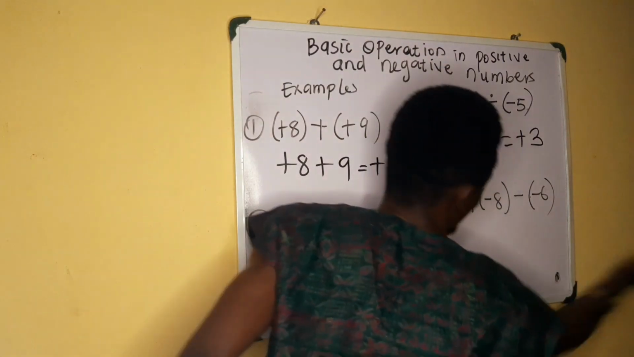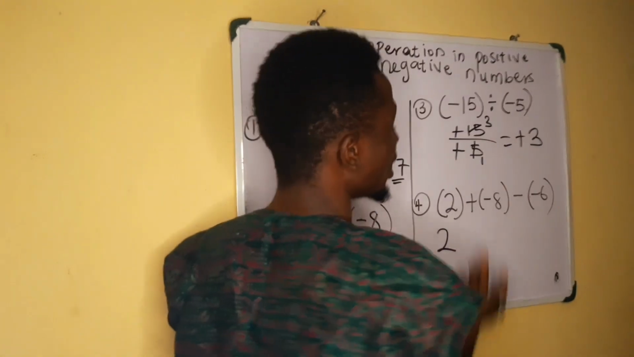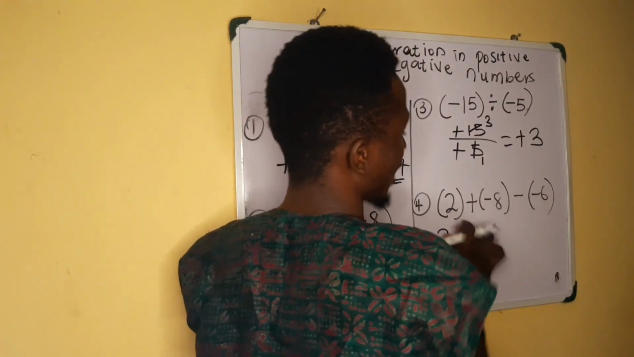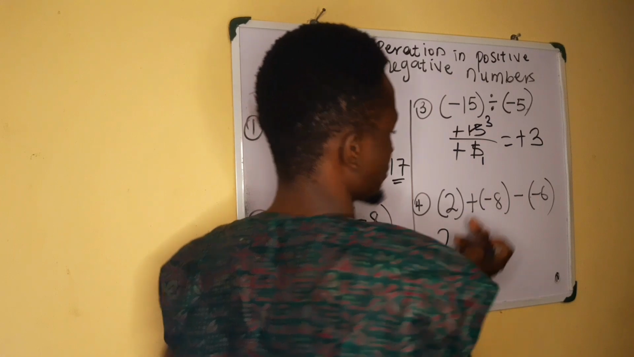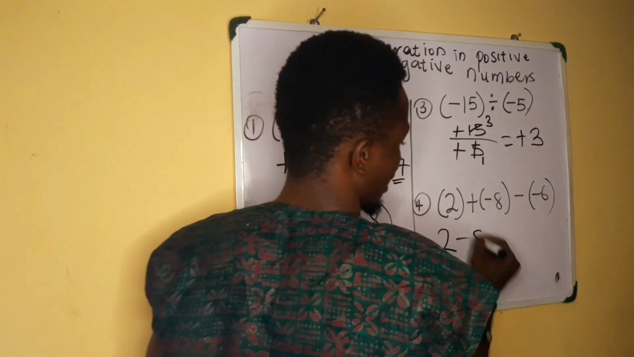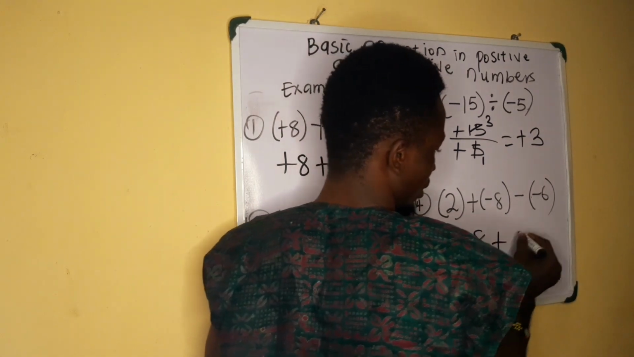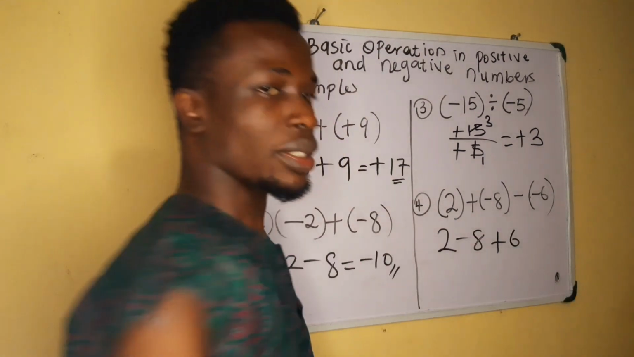Remember, we are transitioning from this way. So first of all, write my 2 here, which is the same thing as positive 2. Then I'll first of all affect these two signs, so that I'll compress it to become one sign. Plus times minus will give us minus. So I'll write my 8. Then minus times minus will give us plus. I hope you're following.